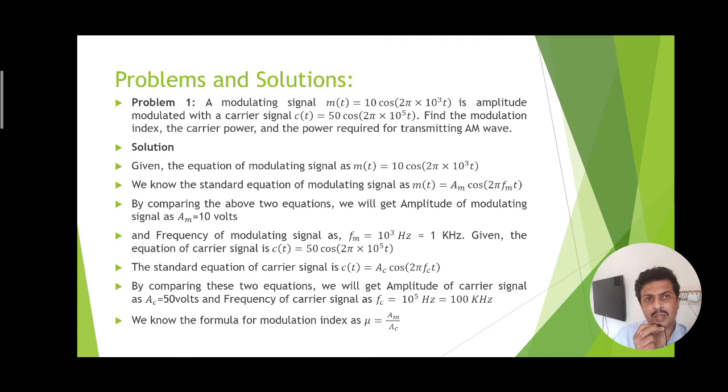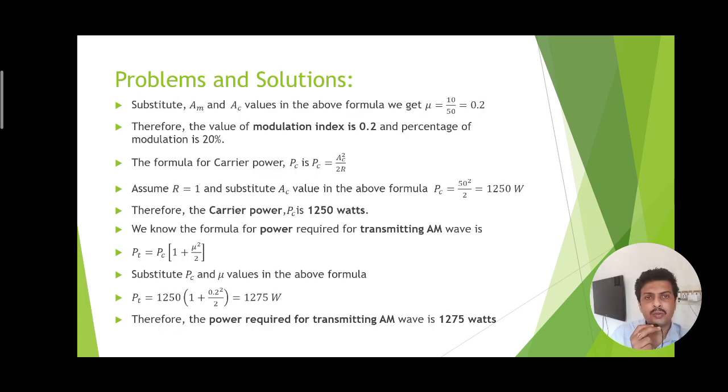There are some problems and solutions. Here the message signal is given, amplitude modulated with a carrier. You have to find the modulation index, which is the ratio of the message magnitude to the carrier magnitude. To find the carrier power, the carrier amplitude is given as 50, so 50 by root 2 is the RMS value. If you take the square, you get the carrier power, and the total power required to transmit the AM signal is PC into 1 plus mu square by 2. Mu you know, carrier power you know, therefore you can find the total power, which is 1275 watt.